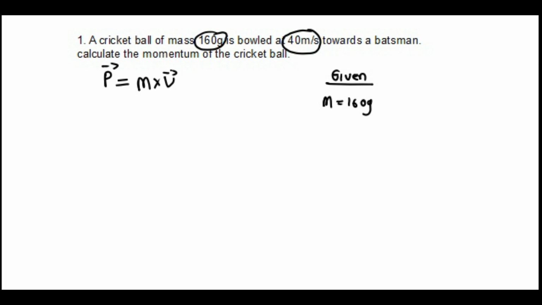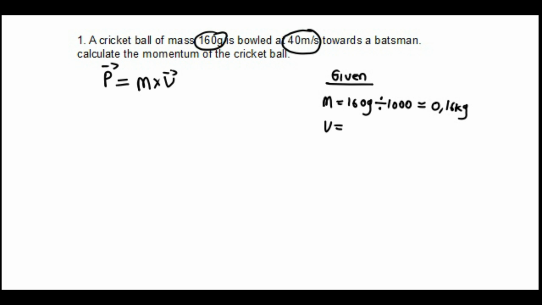Okay, but we cannot use 160 grams because the mass should always be in kilograms. So we must change these grams into kilograms. And how do we do that? We divide by 1,000. And this is going to give us 0.16 kilograms.